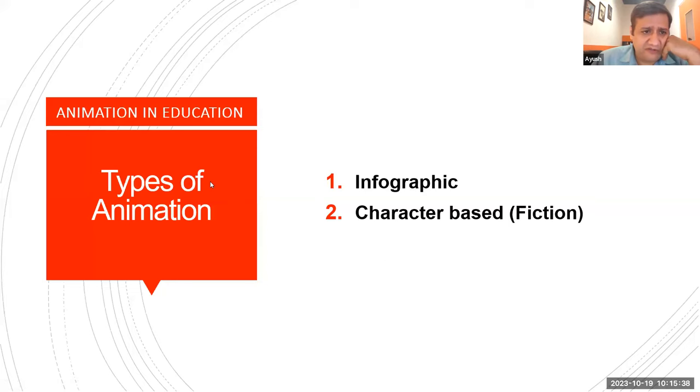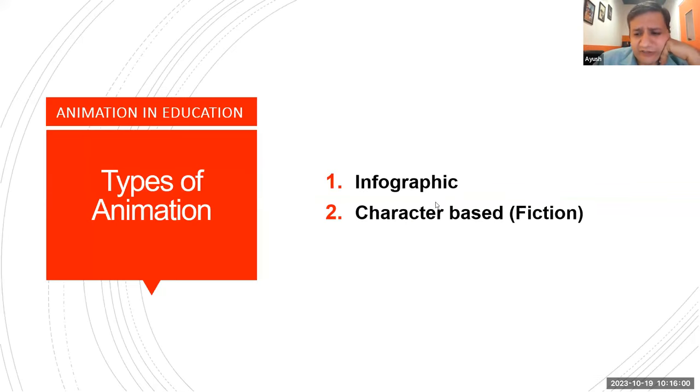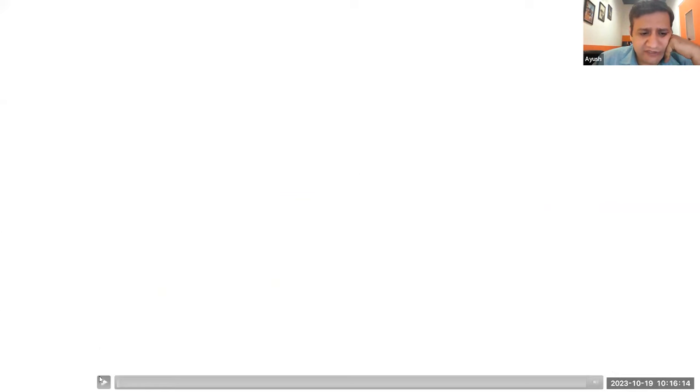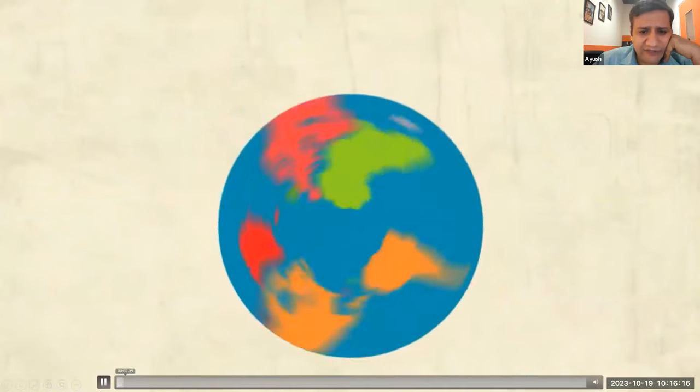Now, another type of animation is infographic or character based animation. This is a different way of dividing it. We'll be coming back to it later. Infographic ones are the abstract ones. The last two that we just saw were all character based. They all had characters. What if there is no character at all? There we have infographic based animations. So for example, something like this.